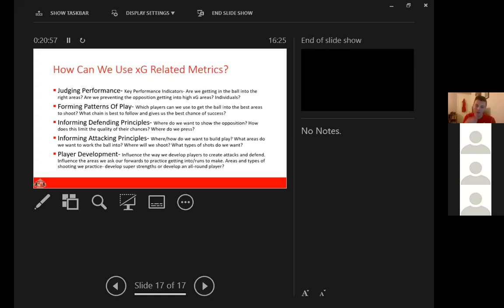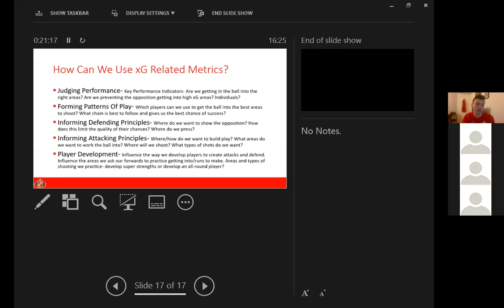And then player development as well. How does it influence the way that we help our players develop? Does it influence the way that we make them defend and attack? So does it influence the way that maybe we ask them to show? Does it maybe influence where they press, where they drop? Does it influence the runs they make as well?